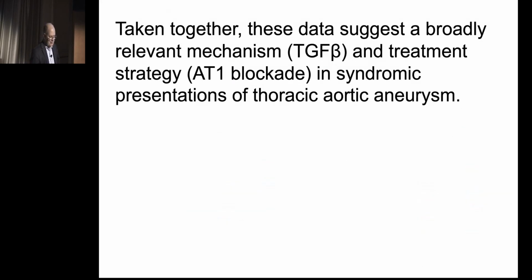So I think in sum, these data suggest a broadly relevant mechanism for aortic root aneurysm, that is increased TGF-beta signaling, but also a broadly relevant treatment strategy, that is AT1 blockade.